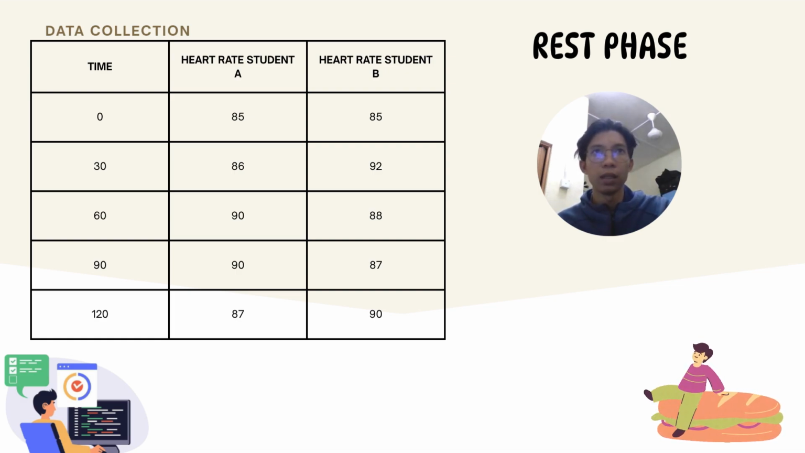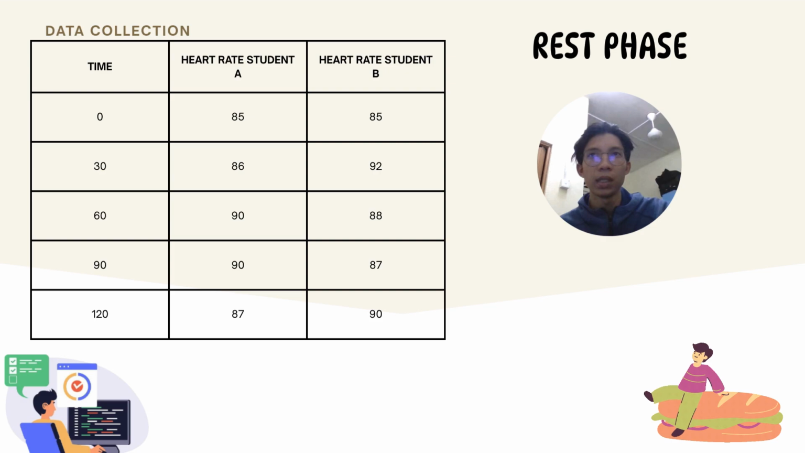So now we go to the data collection. For the first one is the rest phase. During the rest phase, both subjects were sitting or standing quietly before starting the exercise. Their heart rates remain relatively stable during this period.